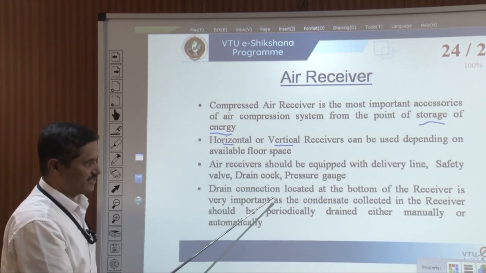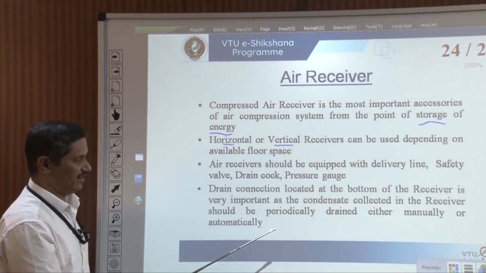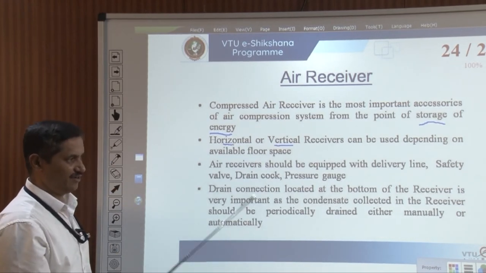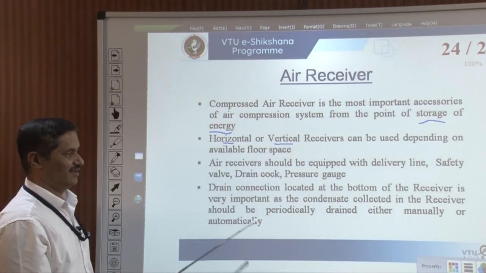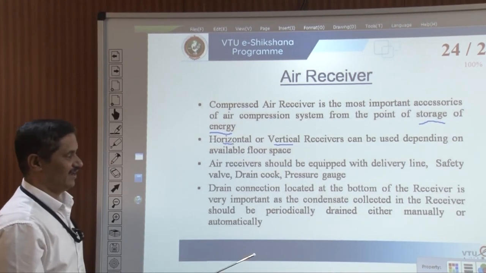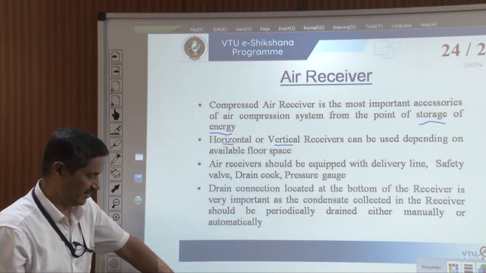And a drain connection located at the bottom of the reservoir is mandatory. Without a drain, no receiver should be allowed to be installed. So you have to have an auto drain system along with a bottom drain facility.